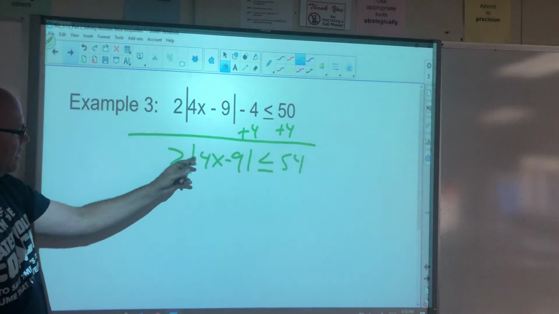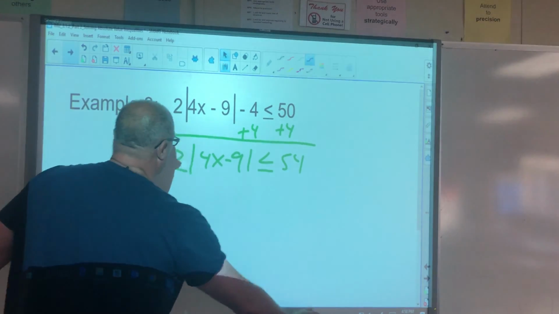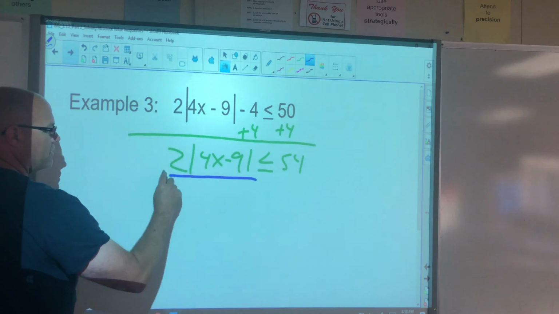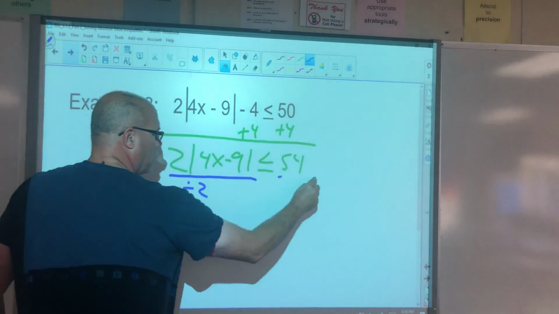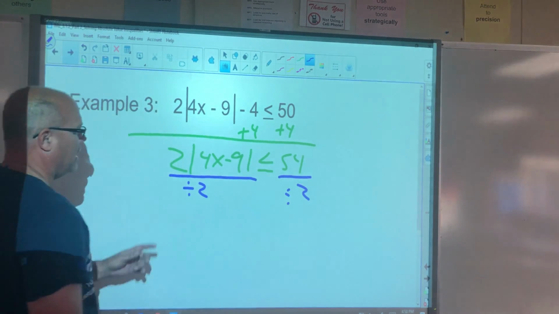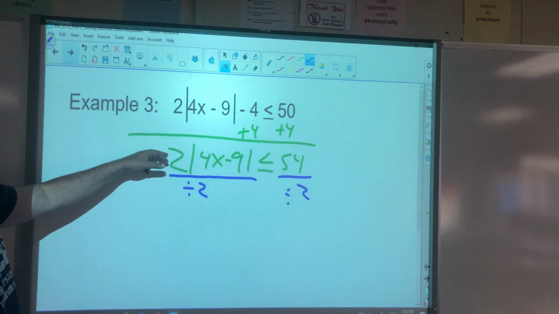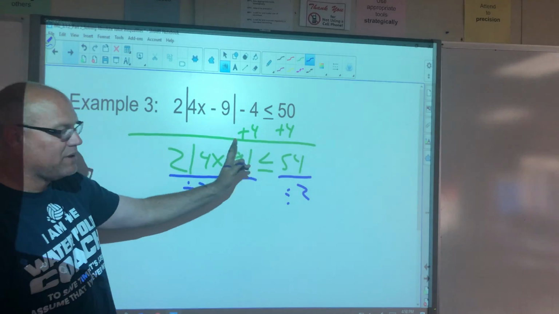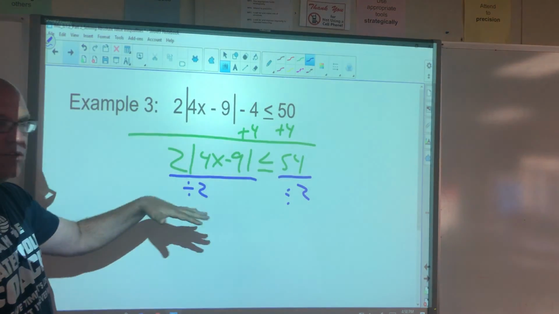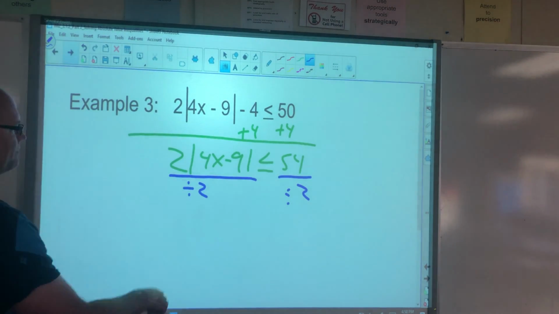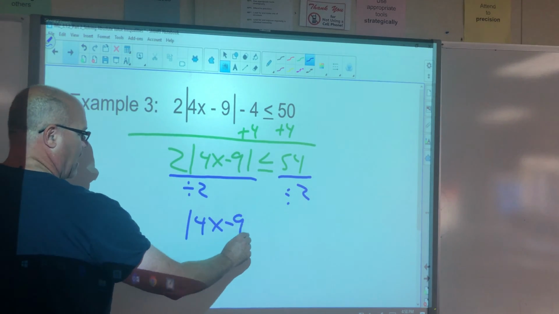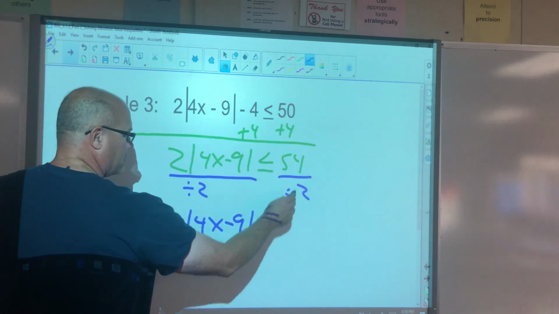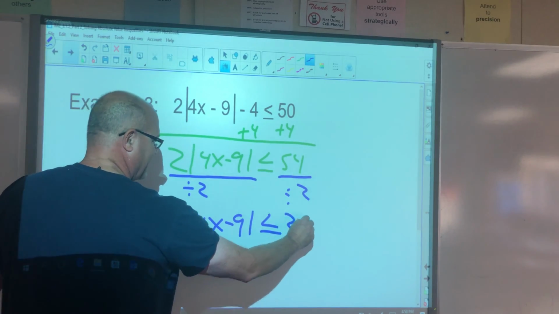Now I need to undo this. So we undo multiplication with division. Divide by 2. Now, if this was negative 2, we would divide by negative 2 on both sides, and we'd have to flip the sign. But we're dividing by a positive 2, so we're okay. Don't change the sign. So then we get the absolute value of 4x minus 9 is less than or equal to half of 54, which is 27.